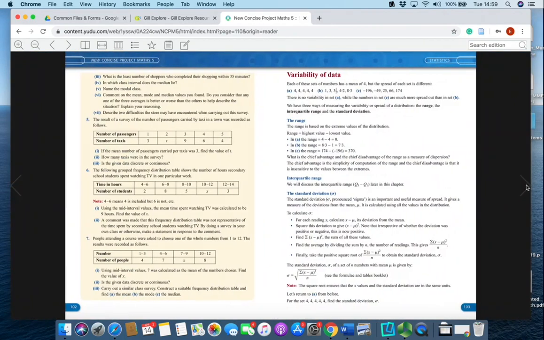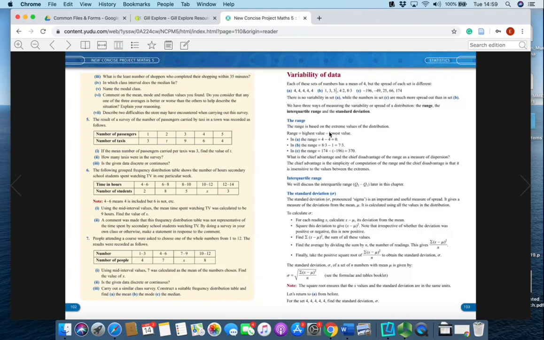So variability of data, very important as well. We had the measures of centre: the mean, the mode, the median. We also have three measures of variability, or measures of spread. On your course it's the range, which is max value minus min value, the interquartile range, and standard deviation.